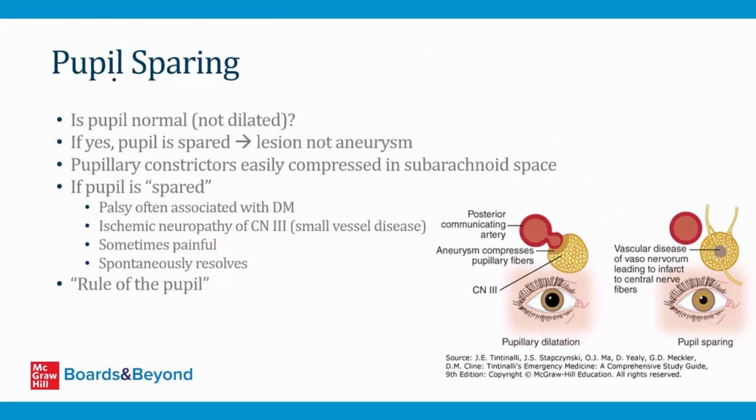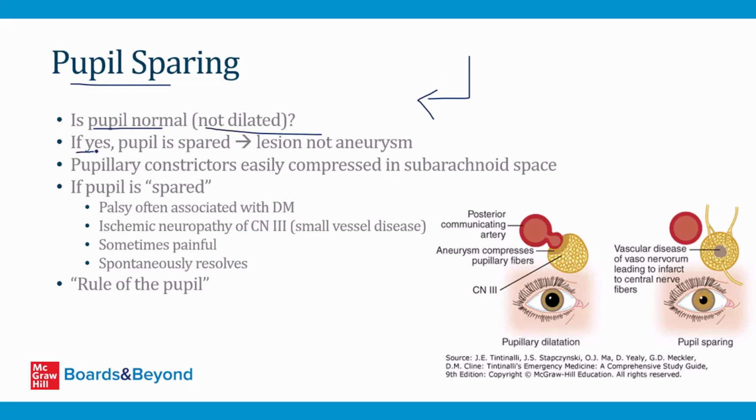That brings me to an important point about cranial nerve 3 palsies, and that important point is pupil sparing. Anytime a patient has a cranial nerve 3 palsy, meaning that the eye is located down and out and there's ptosis of the eyelid, what you want to ask yourself is: is the pupil normal, meaning is it dilated or not?